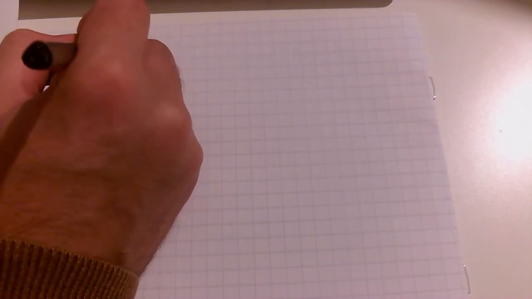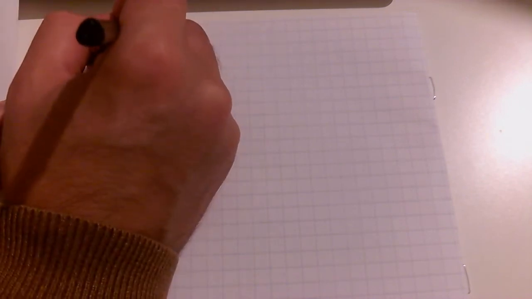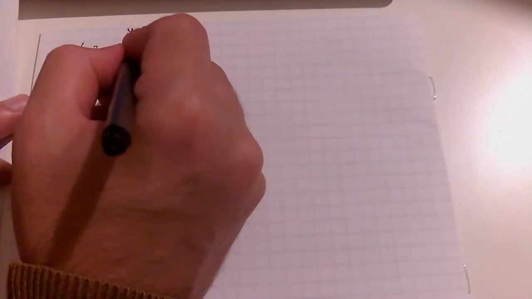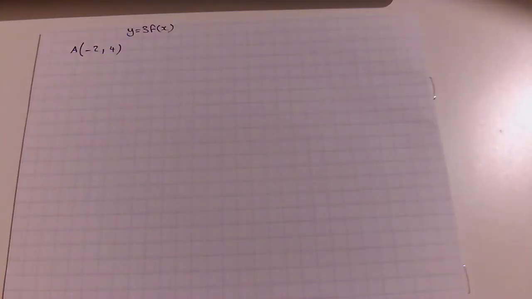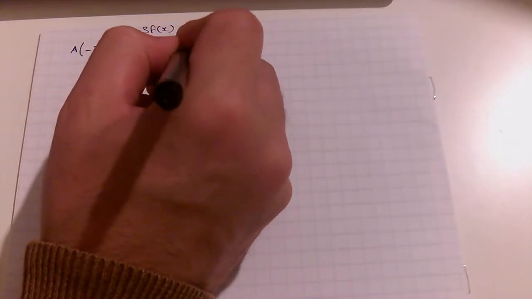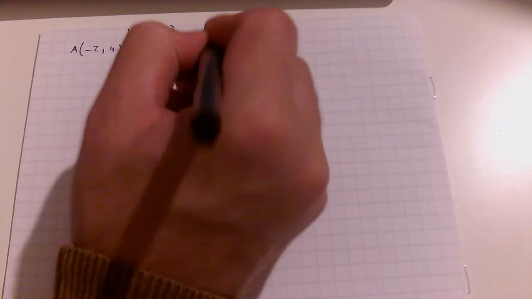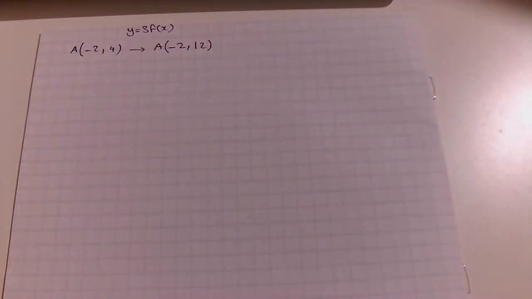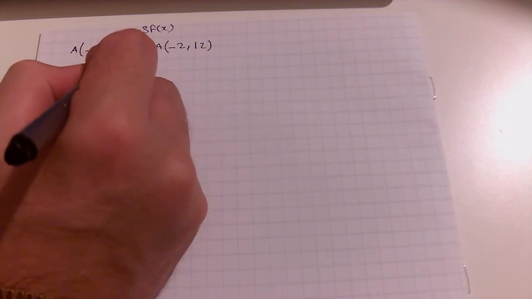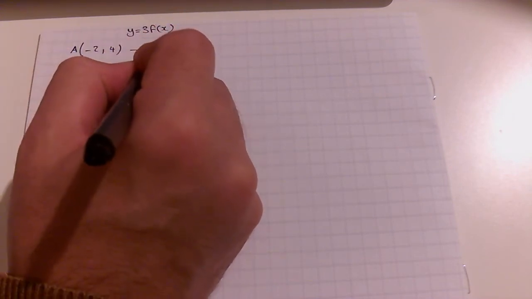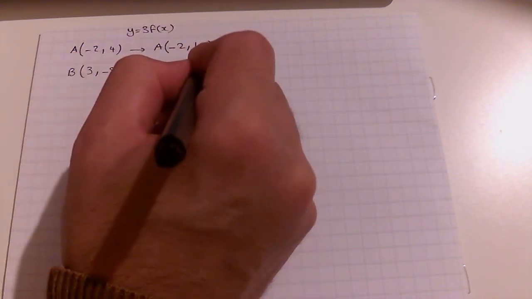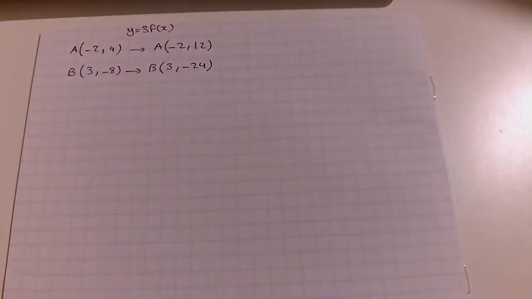So what impact is this 3 going to have on the graph? Since we're multiplying f of x by 3, all the y values will multiply by 3. So it is a stretch on the y-axis by 3. Therefore, the coordinate of A will be minus 2 and 4 times 3, which is 12.